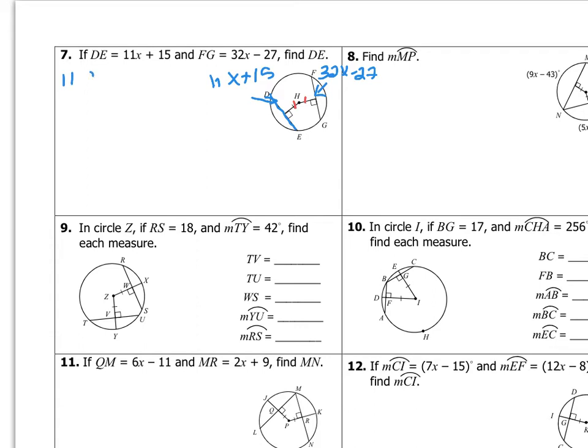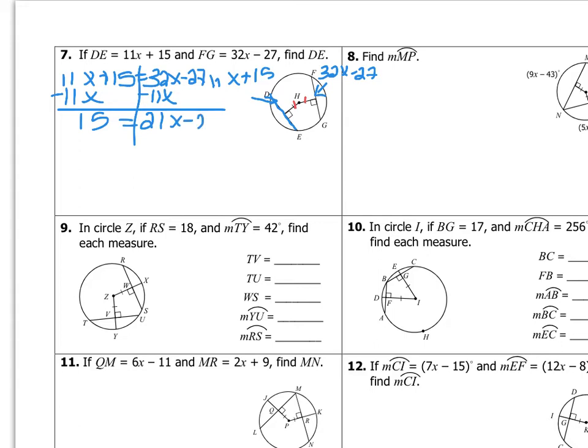So 11x plus 15 is equal to 32x minus 27. Let's start solving. Minus 11x, minus 11x. 15 is equal to 21x minus 27. Add 27. And we've got 42 is equal to 21x, divided by 21. We got x equals 2.